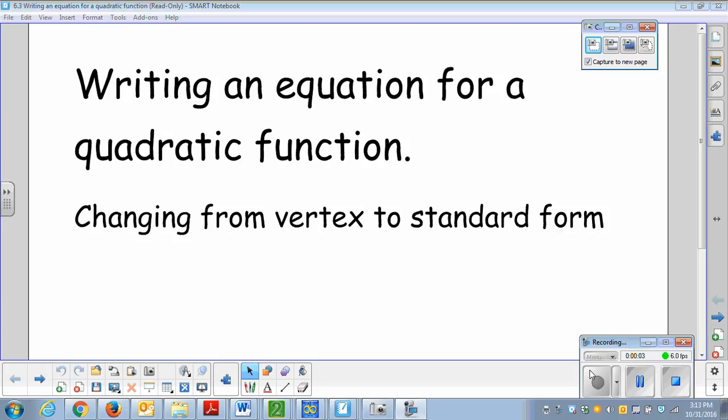Hey everybody, thank you for checking out A1 Math. And today we're talking about writing an equation for a quadratic function. And we're going to be changing them from vertex to standard form. Let's take a look.